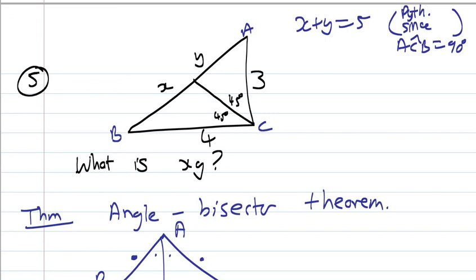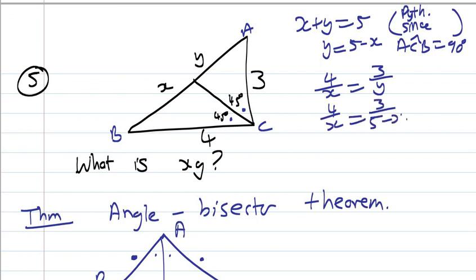Alrighty. So now if we look at this, this means that y has got to equal 5 minus x. And so we can now apply the angle bisector theorem. Because these two angles are the same, we know that 4 over x is equal to 3 over y, and we know that y is 5 minus x. Can I get a smiley face? Or if you have a question, you're welcome to ask.